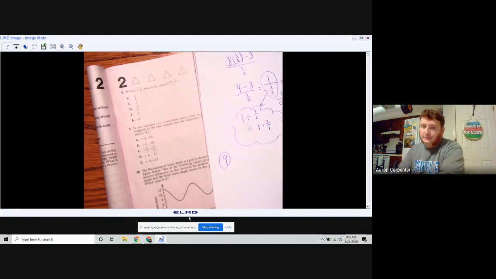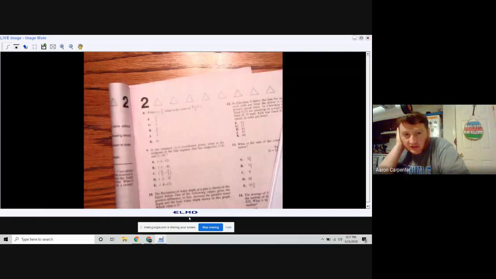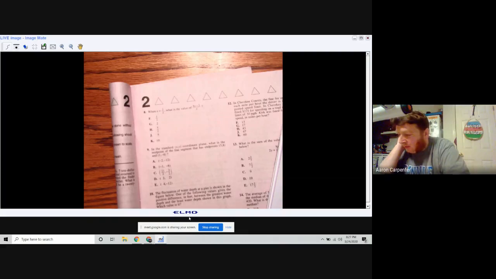Number 9. In the standard XY coordinate plane, what is the midpoint of the line segment that has endpoints 3, 8, and 1, negative 4?